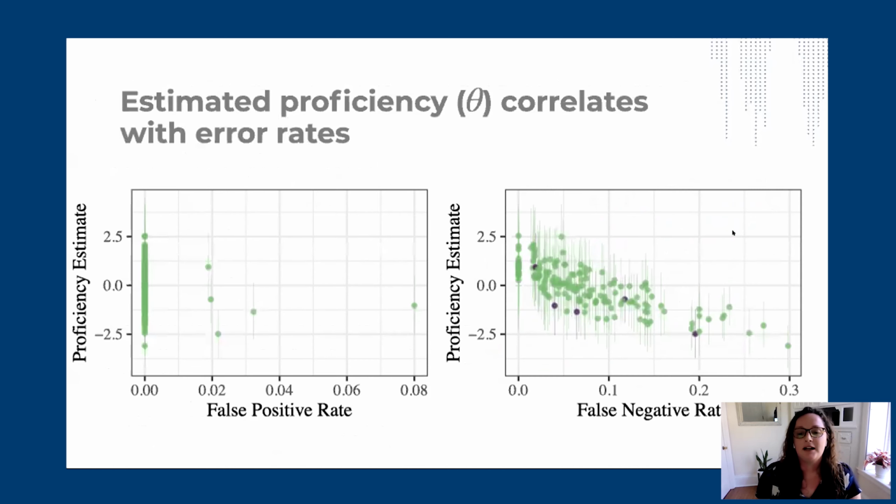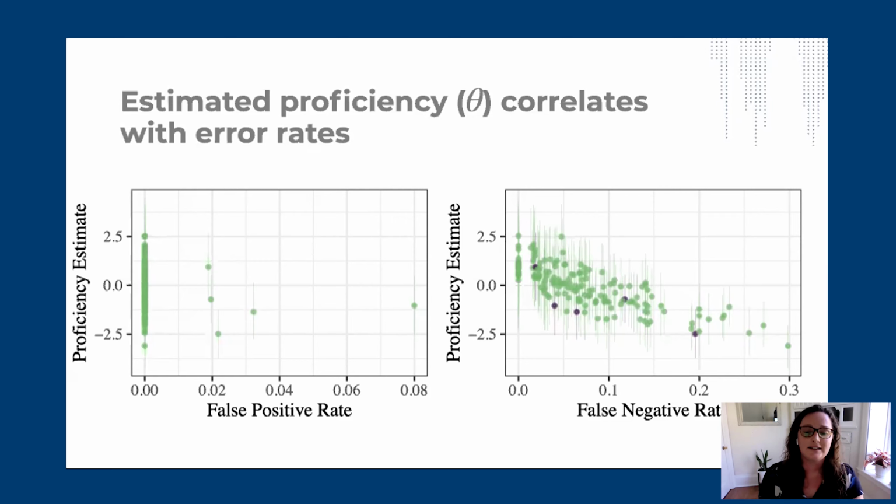And so if we go ahead and apply this to the black box study, we see that the estimated proficiencies, these theta estimates, really do correlate with the error rates. It's kind of hard to see in the left-hand graph. I have proficiency on the y-axis and the error rates for each examiner on the x-axis. There are so few false positives that it is really hard to see any trends in this left-hand graph. But in the right-hand graph, we can see that as the false negative rate is increasing, the proficiency is going down. So if people make more errors, they get a lower proficiency estimate in general.